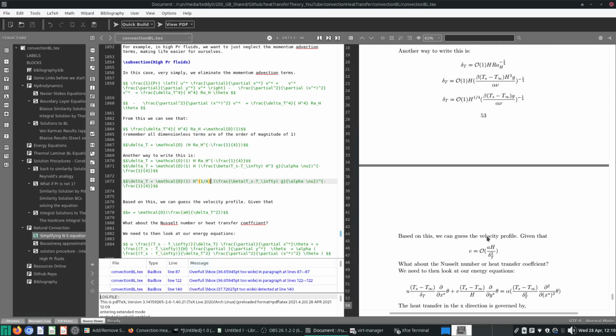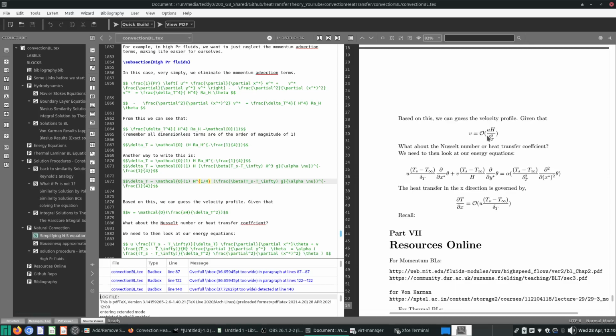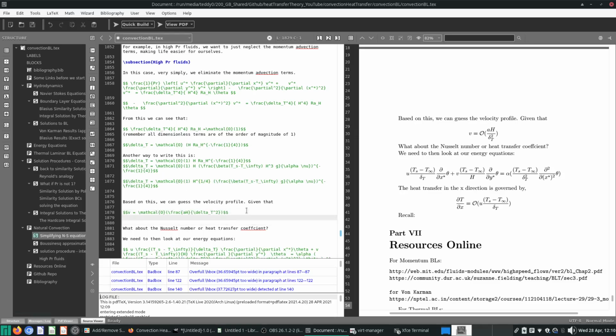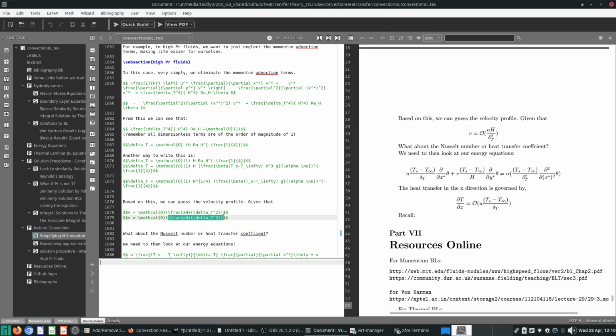So nothing too bad there. This gives us a good insight, and based on this, we can start to guess what our velocity profile might look like. How does the maximum velocity, so to speak, scale? Remember, this is the order of magnitude of our velocity. We can also say that the velocity will be on the order of magnitude of 1 times this value here.